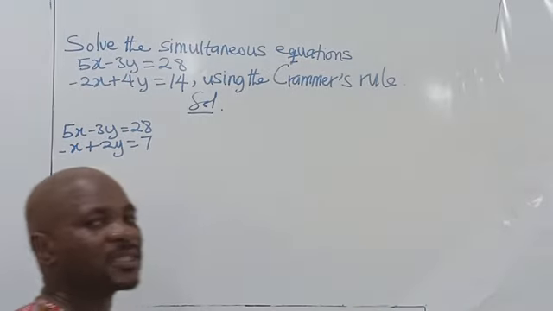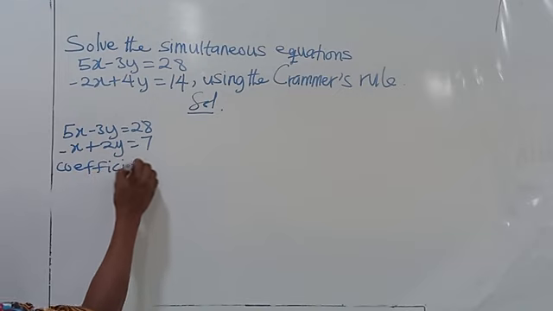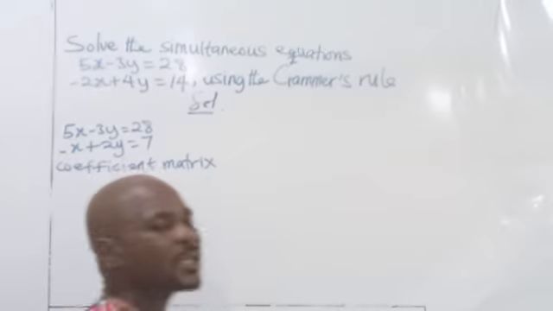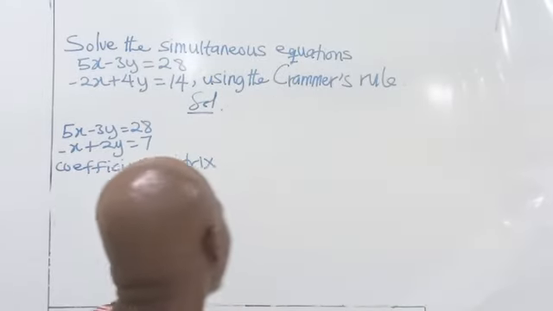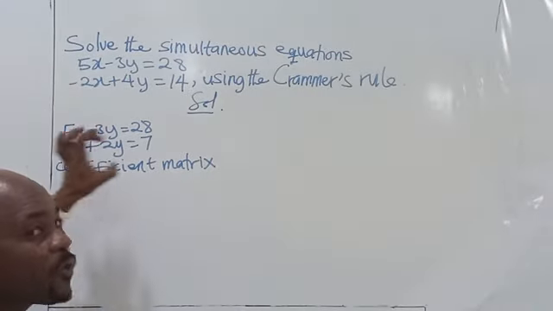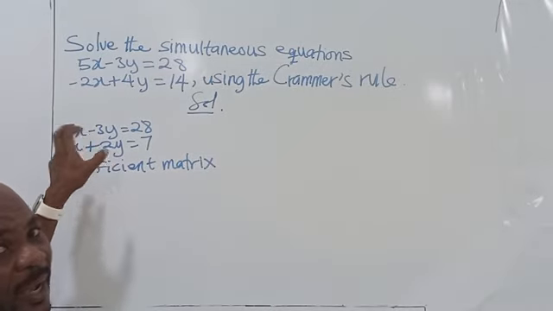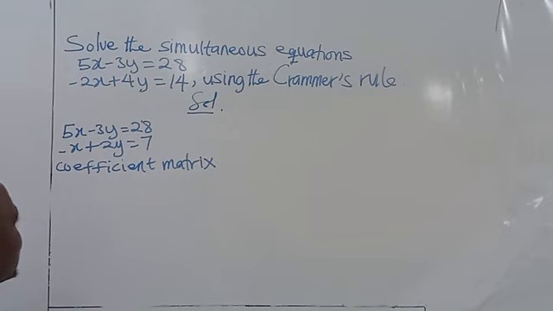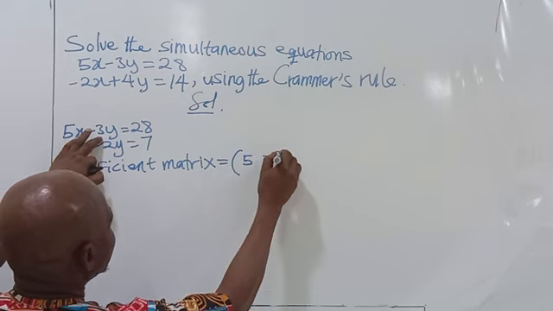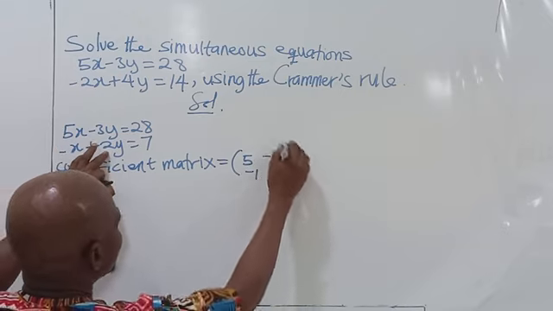Now, what is the coefficient matrix? The coefficient matrix is the matrix formed by using the coefficients of the variables, or the unknowns, in the equations. The unknowns here are x and y. So their coefficients are 5, negative 3, this is negative 1, and then this is 2.